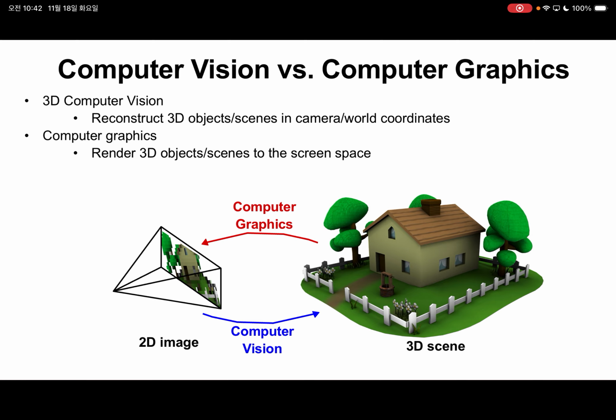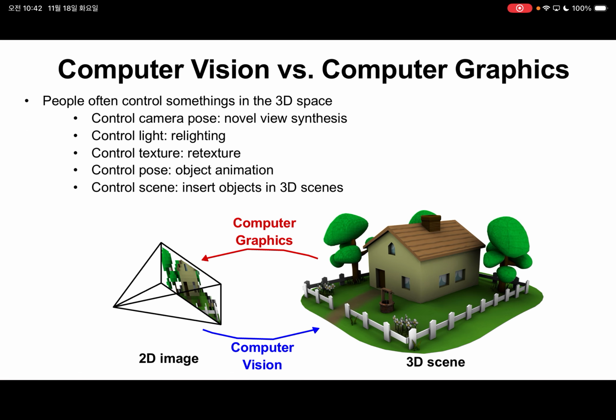As I said, the role of 3D computer vision is to reconstruct a 3D object or scene in camera and world coordinate system based on input images. And the goal of computer graphics is to render a 3D object or scene to the screen space, the opposite direction. Roughly saying, very roughly saying, the roles are kind of opposite.